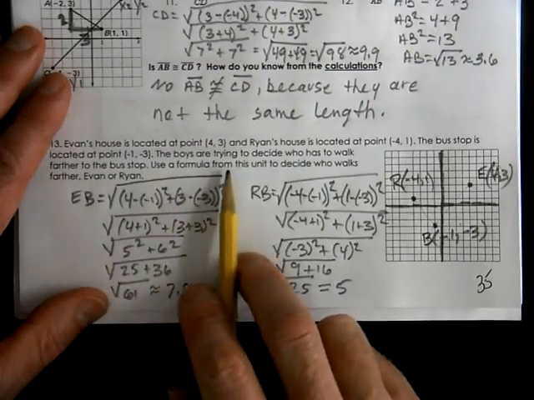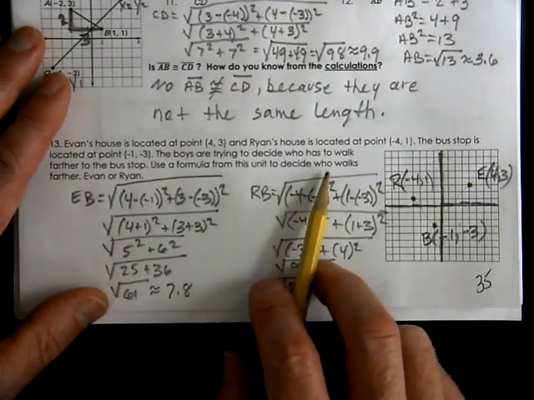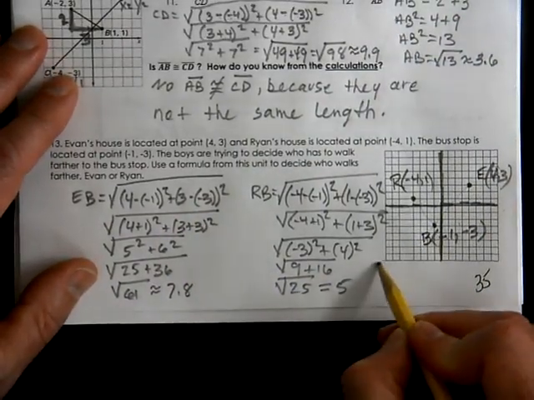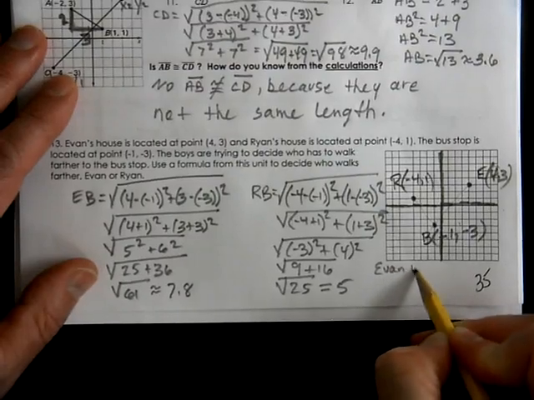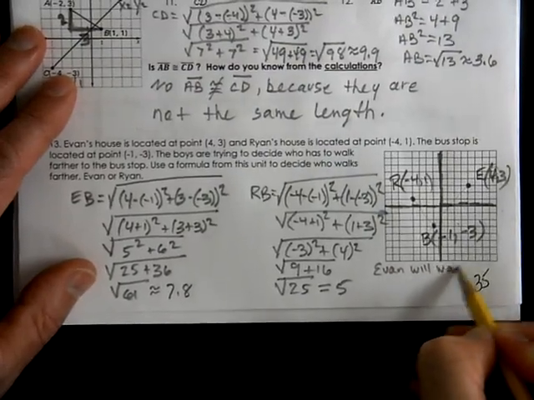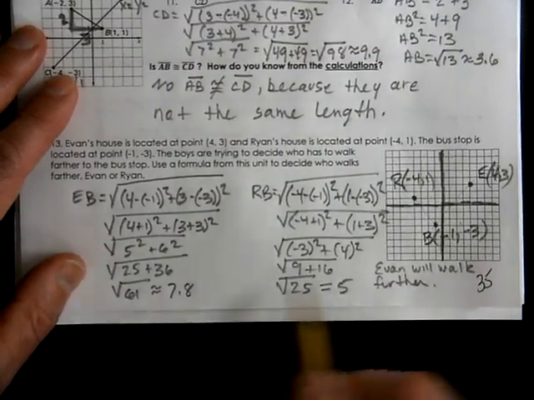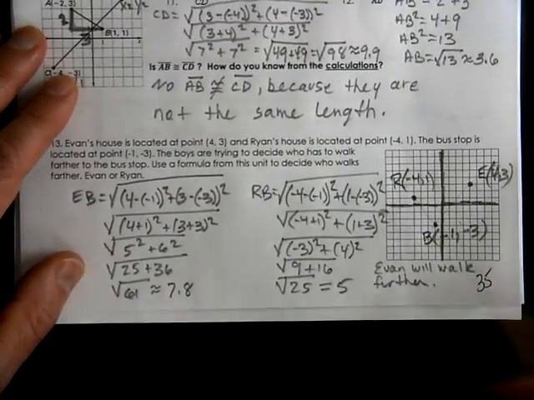So use a formula from this unit to decide who walks further. So we know that Evan will walk further, because he is 7.8.